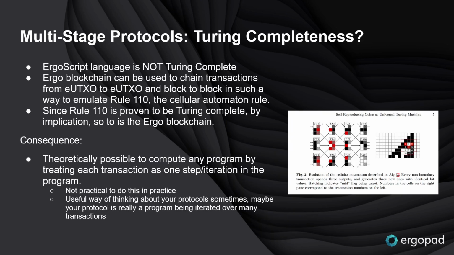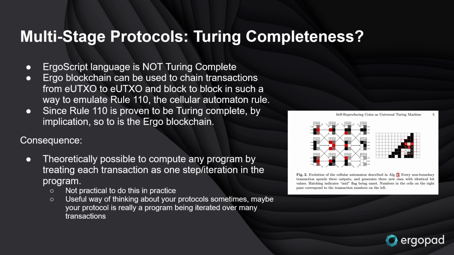Within multi-stage protocols, we're going to cover the Turing completeness of the Ergo blockchain. The Ergoscript language itself is not Turing complete. You can't do infinite loops, like while loops or for loops, in Ergoscript. But the Ergo blockchain can be used to chain transactions from one UTXO to the other and from block to block.